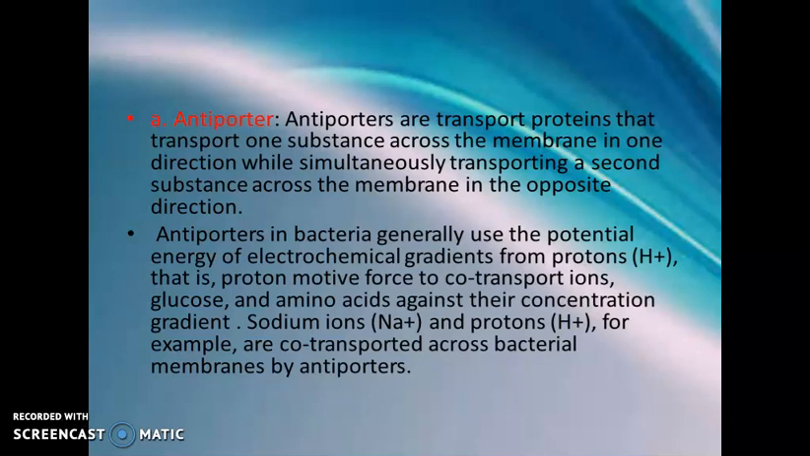So the antiporter system is a type of transport protein in which one substance is transported across the membrane in one direction, and at the same time a second substance is transported across the membrane in the opposite direction. This is about the antiporter system. Later we can discuss the rest in the next video.